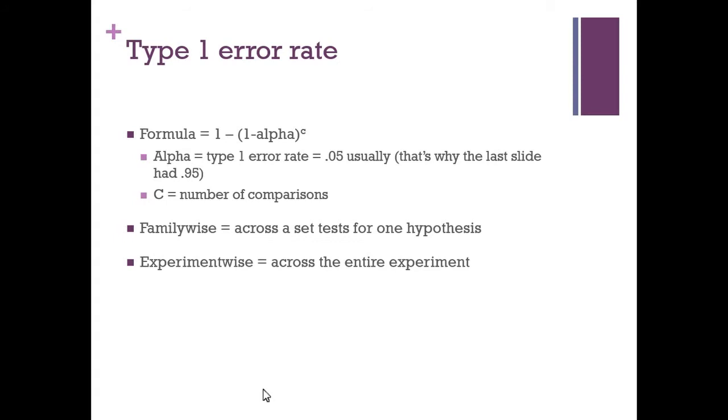I'll show you today. Family-wise is across a set of tests for one hypothesis. Experiment-wise is the entire experiment. So if you had 3 hypotheses and 3 tests each, it would be 9.